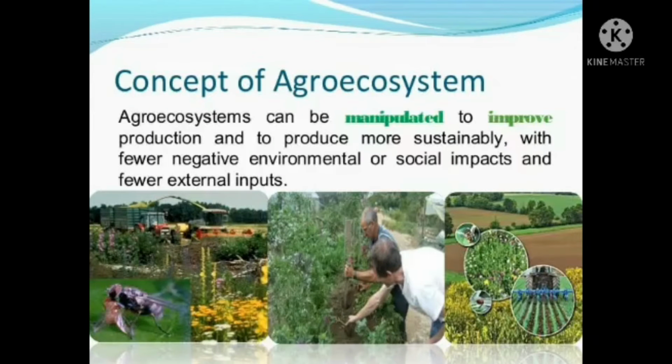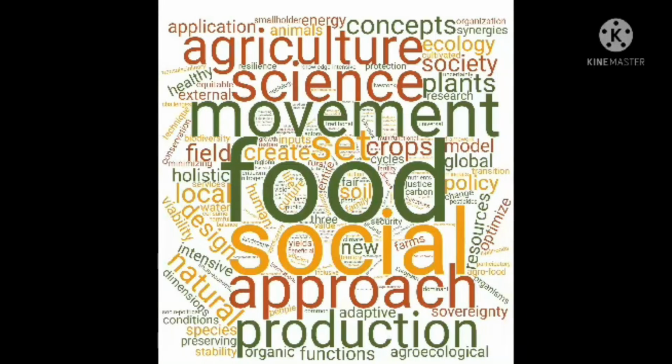Next is the concept of agroecosystem. Agroecosystems can be manipulated to improve production and to produce more sustainably, with fewer negative environmental or social impacts and fewer external inputs. Agriculture plus ecosystem equals agroecosystem. So agroecosystems are natural ecosystems that have been modified for the production of food and fiber.